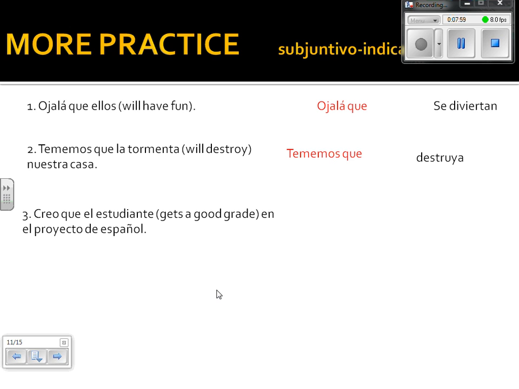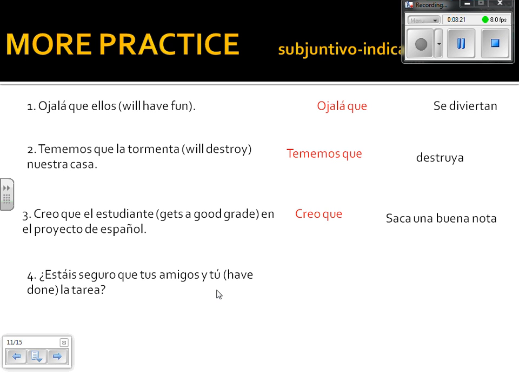Numero 3. Creo que el estudiante gets a good grade in el proyecto de español. Creo que is not a weirdo verb phrase, so the answer will be indicative. The verb to get a good grade is sacar una buena nota, and when conjugated, the final answer is creo que el estudiante saca una buena nota en el proyecto de español.